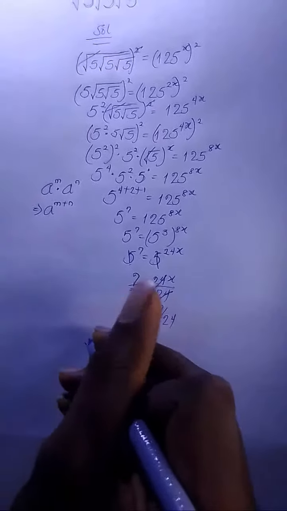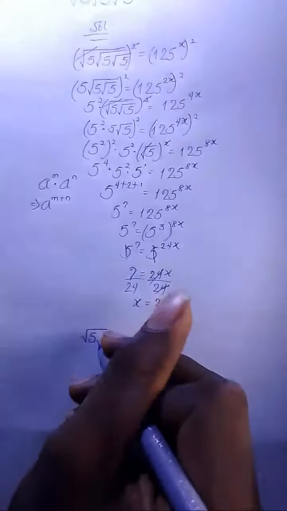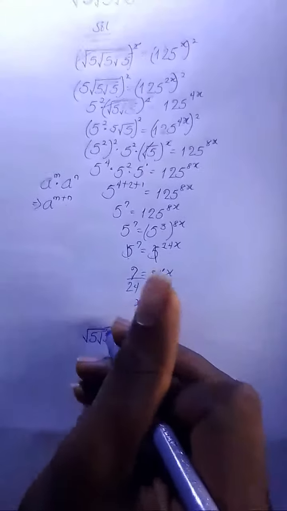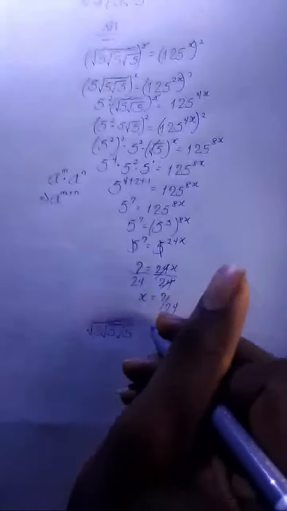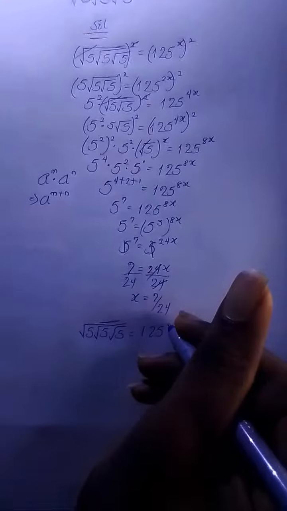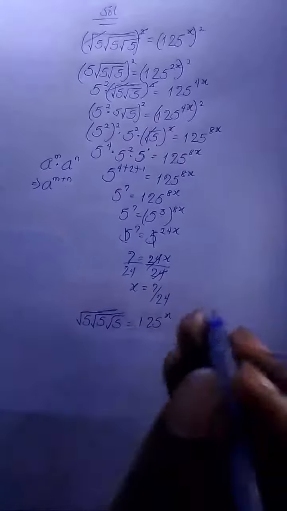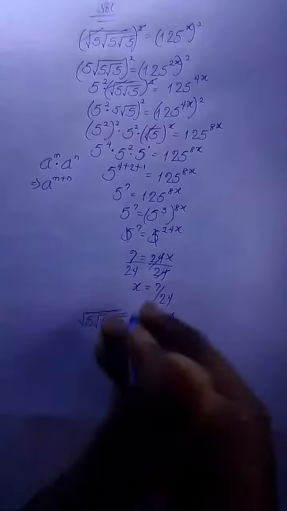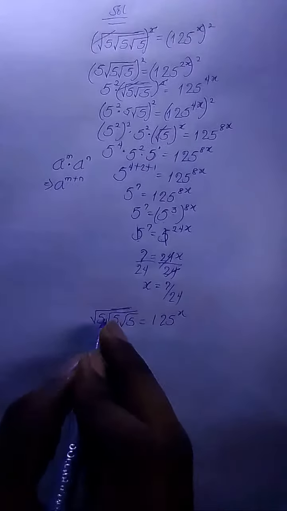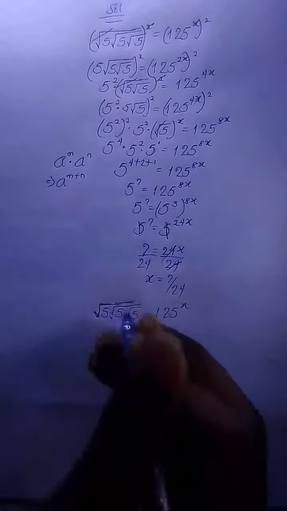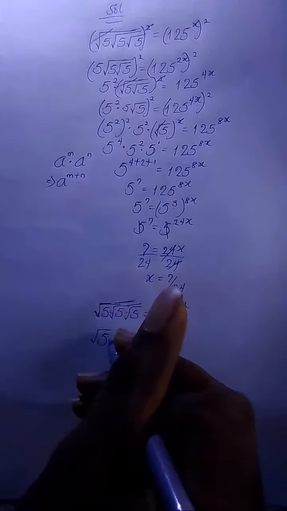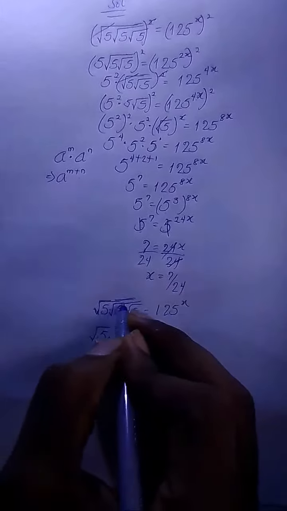So we have root 5 equals 125 to the power of x. The second method I explained is that we divide these numbers. We have 5, but here we have a square root. So we put the square root, multiplied by 5, but here we have 2 square roots.